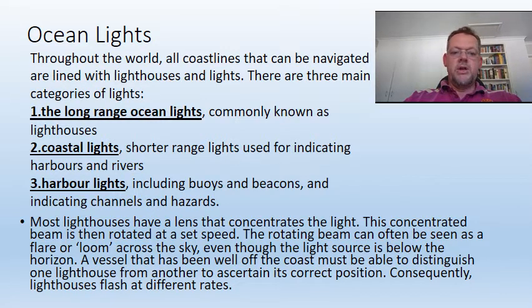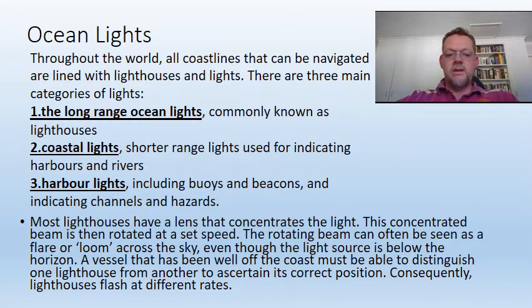Number one, the long-range ocean lights, commonly known as lighthouses. Number two, coastal lights. They're the shorter-range lights used for indicating harbours and rivers. Three, harbour lights, including buoys and beacons, and indicating channels and hazards.